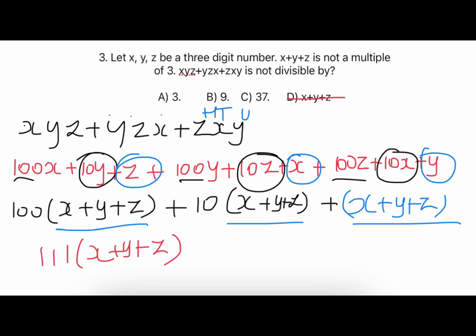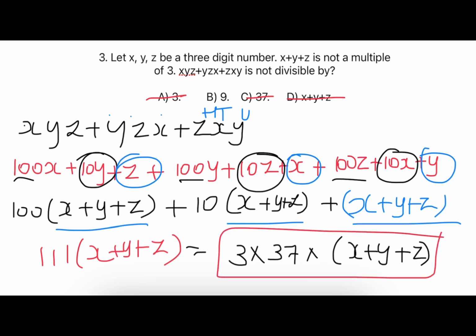So now we should factorize 111. This can also be written as 3 into 37 into x plus y plus z. So therefore we are ruling out two more options, which is 3 as well as 37, because this particular expression is obviously divisible by 3 and 37. We have already ruled out x plus y plus z. Therefore 9 is the number by which this expression cannot be divided. 9 is the answer.